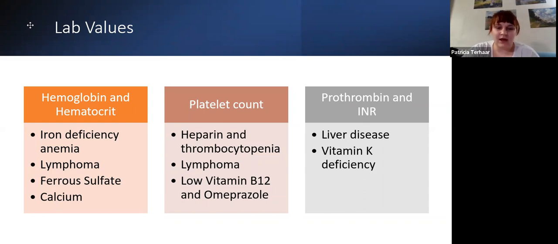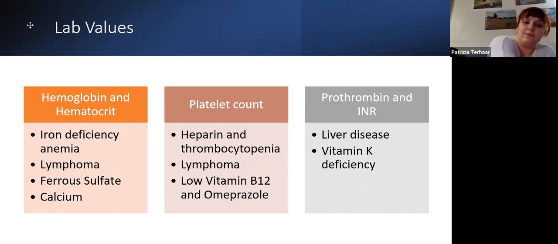The platelet count, she is on heparin, and so that makes sense with why the platelet count is decreased. Heparin is also part of what could be causing the thrombocytopenia, which is indicated by the platelet count. It also could be a sign of lymphoma, and the platelet count is also a sign of low vitamin B12, which could be due to the omeprazole.